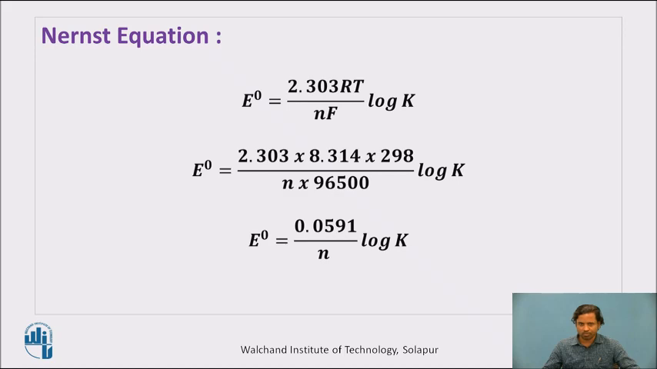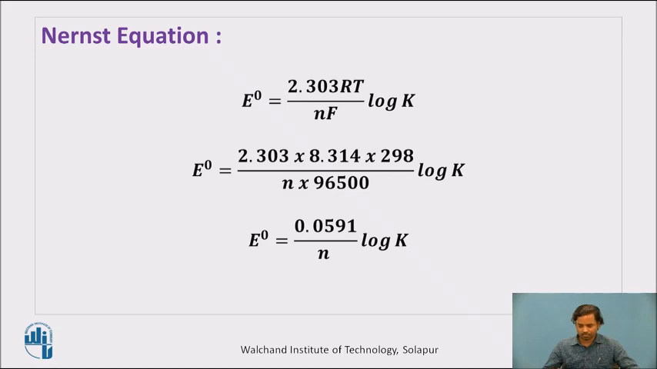By putting all the values of R, T and F, it can be further simplified as E naught cell is equal to 2.303 multiplied by 8.314 into 298 Kelvin temperature divided by N into 96,500 volt multiplied by log K, which on further simplification gives E naught is equal to 0.0591 divided by N into log of K.